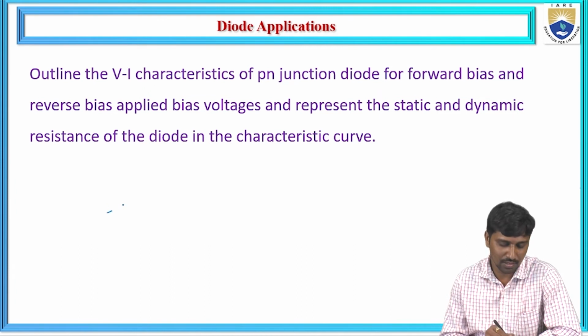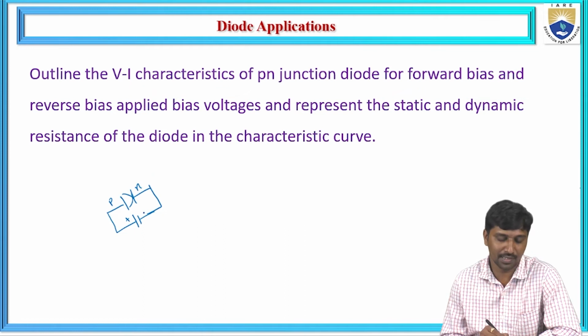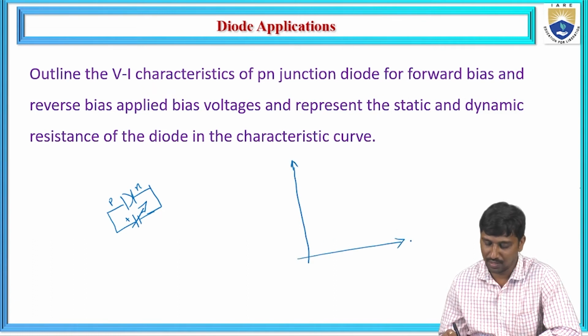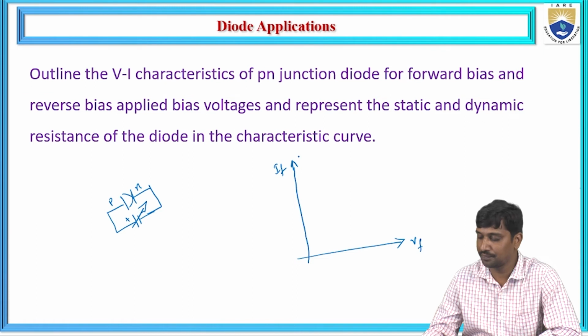So this is a PN junction diode. First you analyze the operation by applying the forward bias, meaning the P-type is connected to the positive pole of the battery and the N-type is connected to the negative pole of the battery. Then you can observe the characteristic. We know that under the forward bias, the diode acts in a conducting state. Hence, the forward bias characteristics are drawn between VF versus IF.